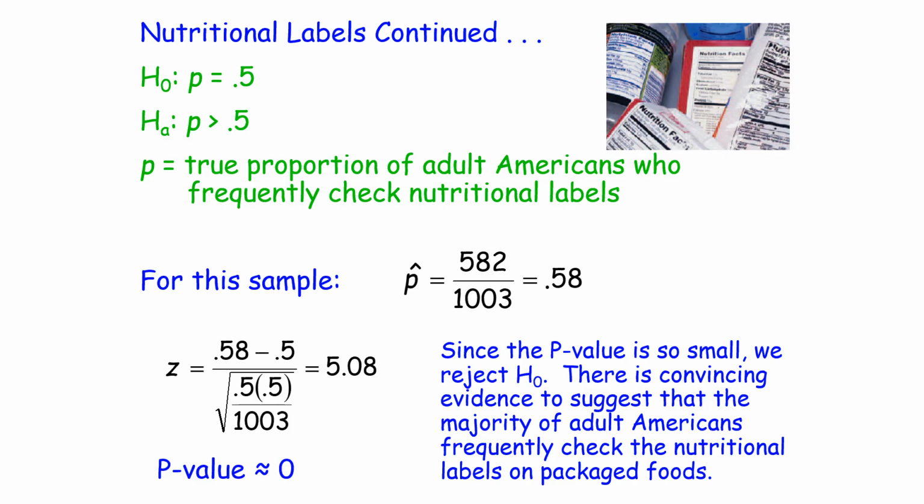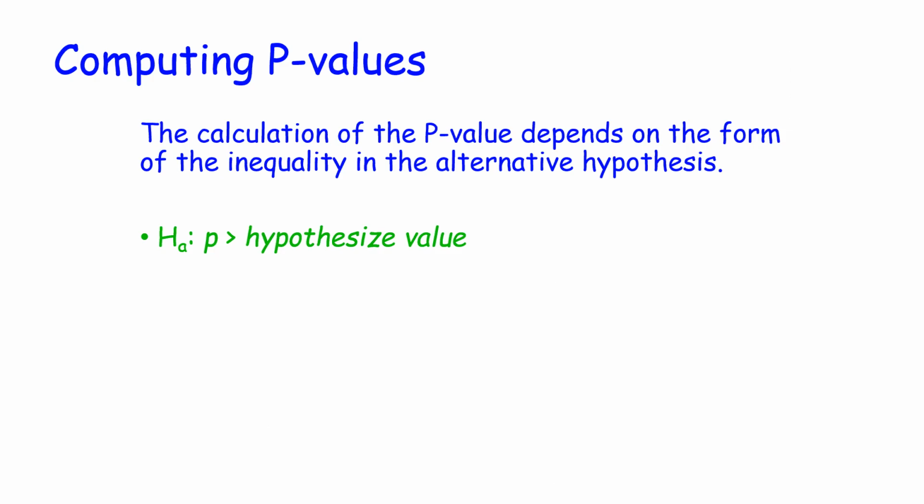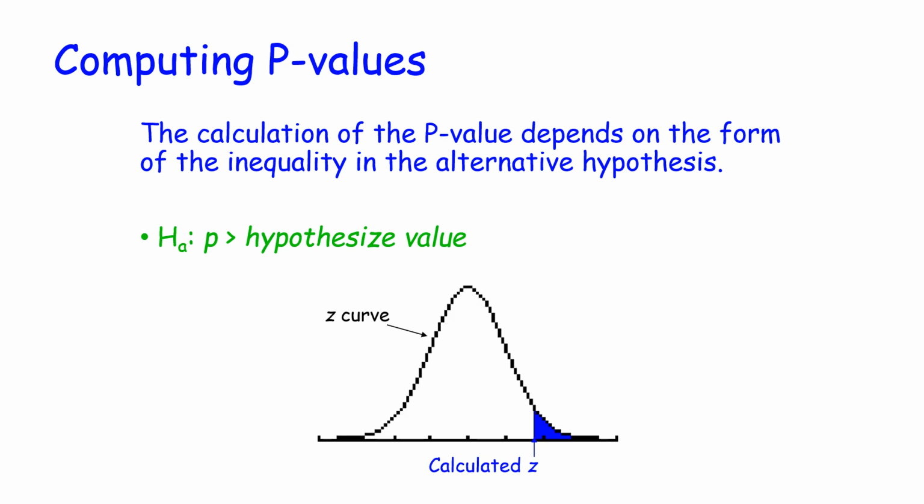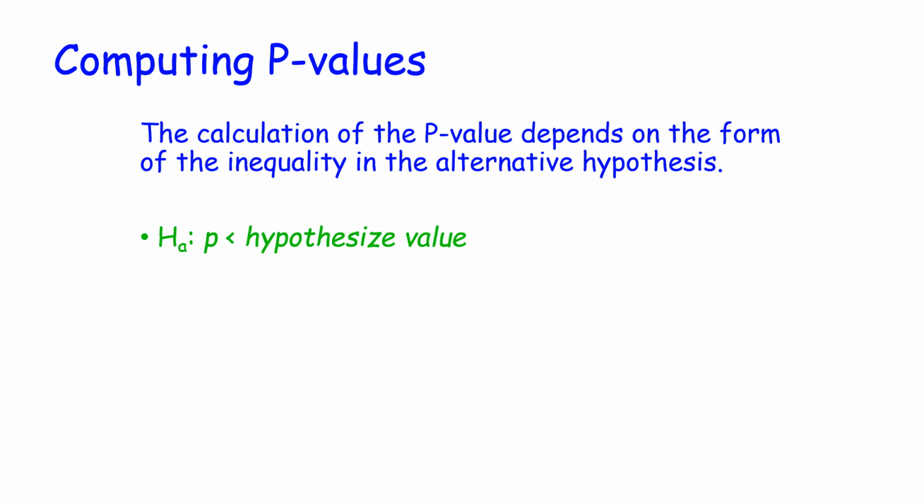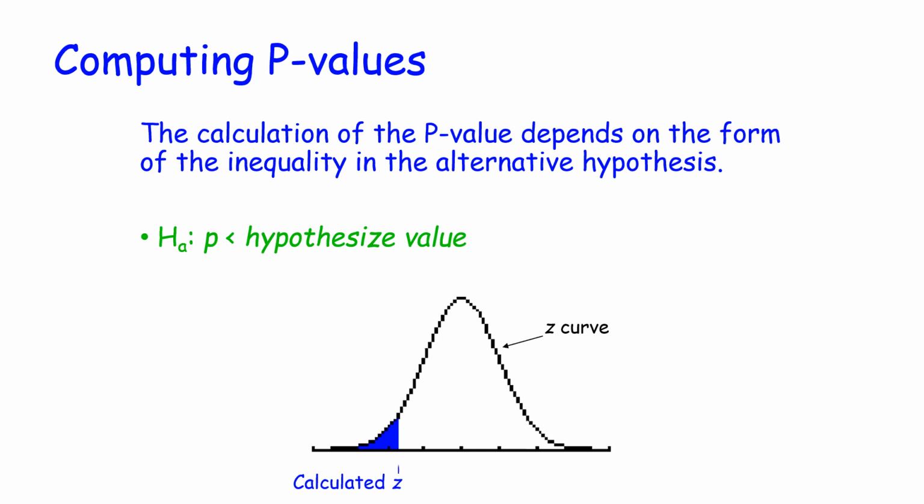So let's talk about computing p-values. The calculation of the capital P value, or the p-value, depends on the form of the inequality in the alternative hypothesis. So if our alternative hypothesis is that p is greater than the hypothesized value, then here we have our z-curve and our calculated z, and the p-value area is in the upper tail. Now, if our alternative hypothesis is that p is less than the hypothesized value, then in our z-curve with our calculated z, our p-value area is in the lower tail.